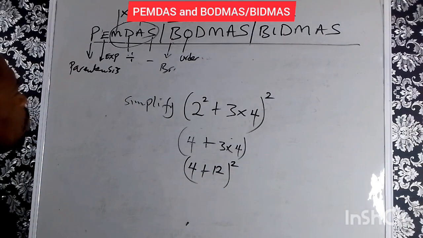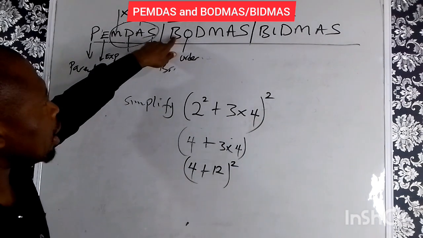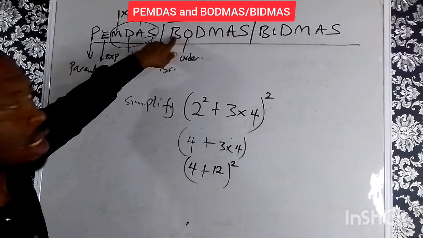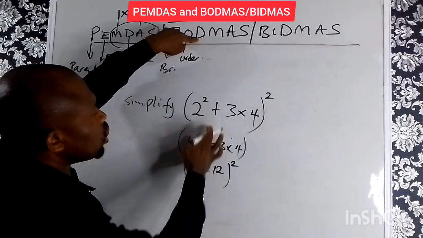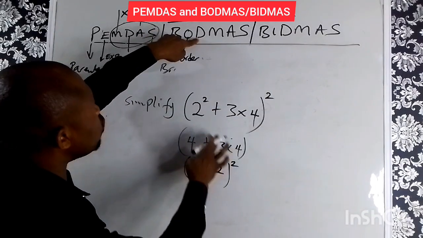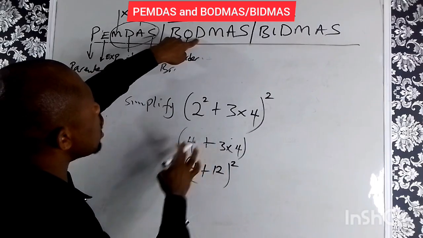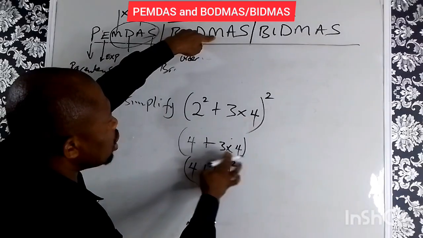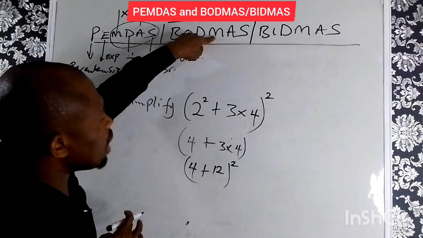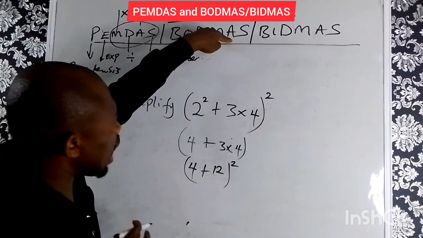Now, having looked at the BODMAS, we have done with the brackets, the index number, the division sign. There is no division sign here. We look at the multiplication. We are done with the multiplication sign.